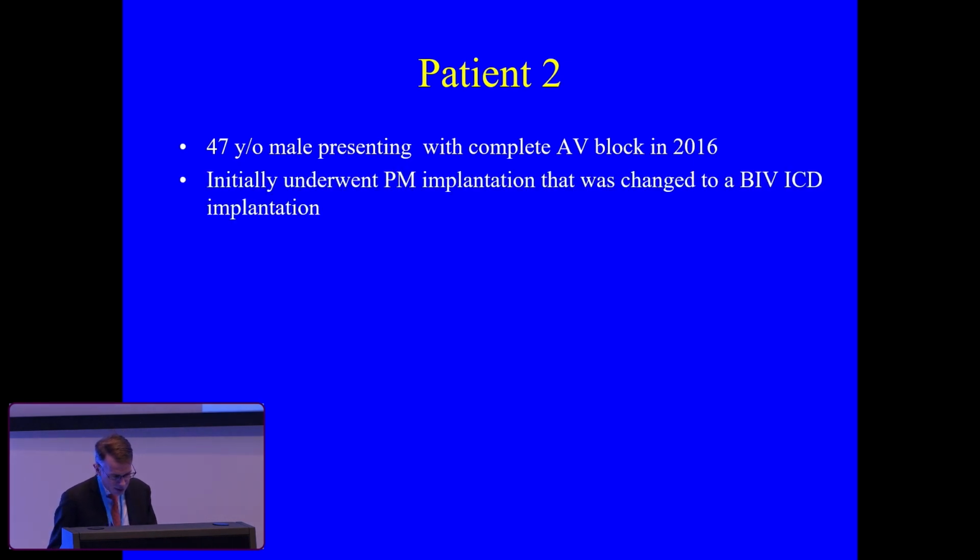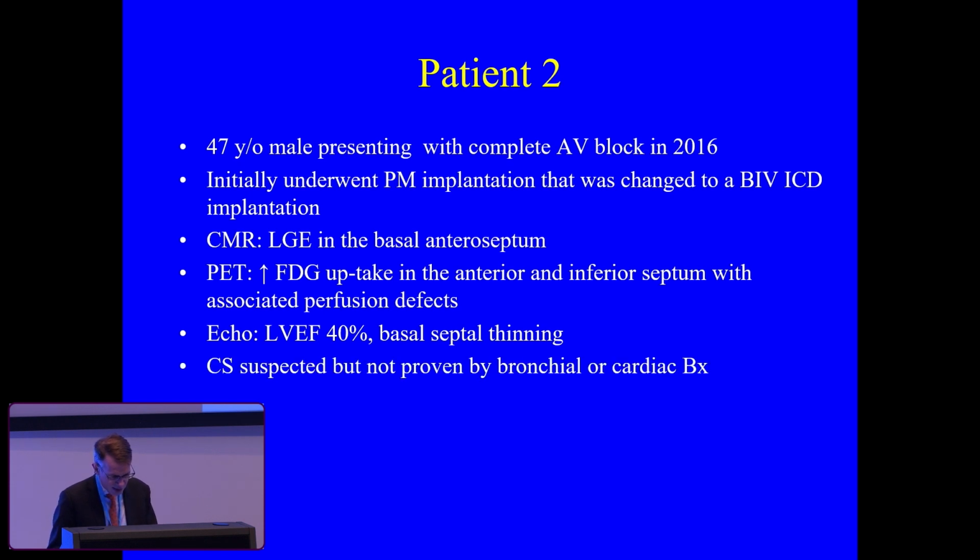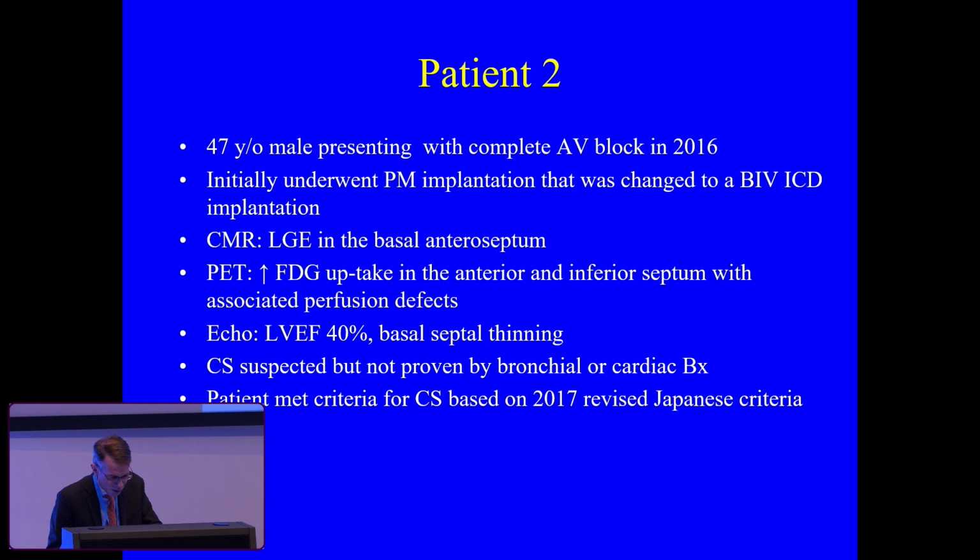Initially underwent pacemaker implantation, that was changed to BIV ICD, upgraded to BIV ICD. On his CMR, the patient had late gadolinium enhancement in the basal anteroseptum. A PET study was performed that showed increased FDG uptake in the anterior and inferior septum with associated perfusion defects. Ejection fraction was 40%. There was basal thinning. Cardiac sarcoidosis was suspected but not proven by bronchial or cardiac biopsy. Patient met the criteria for cardiac sarcoidosis based on the 2017 revised Japanese criteria.